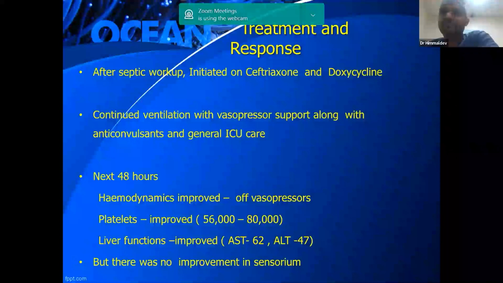Thromboprophylaxis we couldn't give because of thrombocytopenia, but we had to put him on a mechanical DVT pump. Okay, a regular head end elevation, stress ulcer prophylaxis, and good glycemic control. These are very important from the nursing perspective of care.